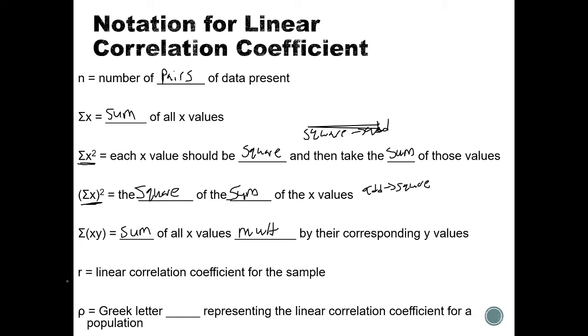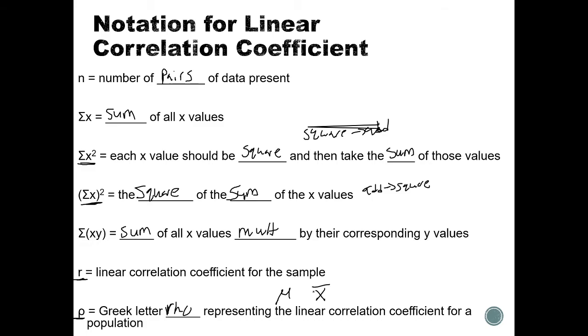And then r is what you're looking for. This p here is the Greek letter rho, I believe. So rho is how it's spelled in the English vernacular. And that's just representing the linear correlation coefficient for the population. So it's kind of like saying mu. Mu is the average of the population. X bar is the average of the sample. R is kind of like our X bar. Rho is kind of like our mu. Right? So what is this all used for?